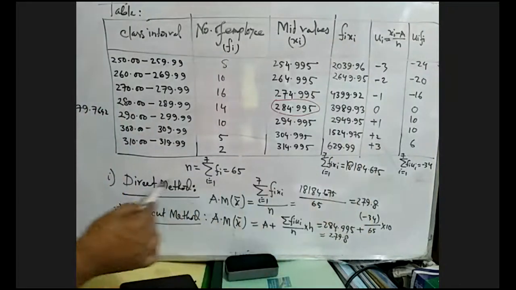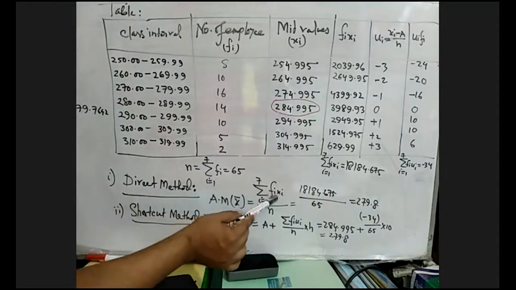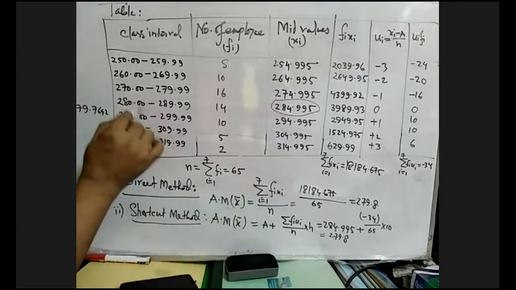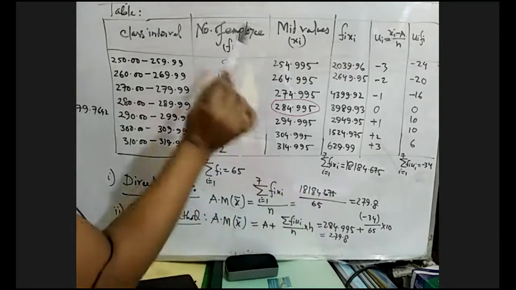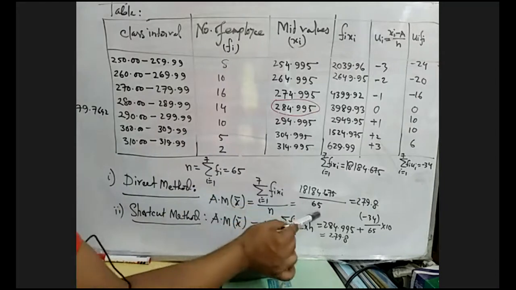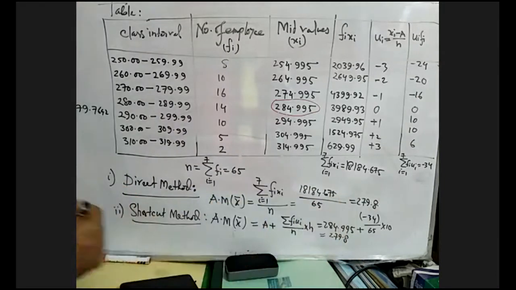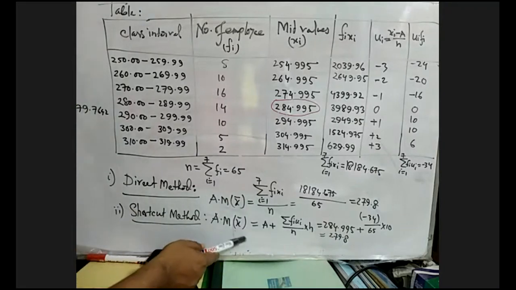And summation fixi will be 18184.675. Now there are two types of method. One is the direct method. This is the formula for the direct method: summation i equals 1 to n of fixi, where n equals 7 here, the number of classes. So this sum divided by 65, the total frequency or total number of employees, same 65, will give approximately 279.8.